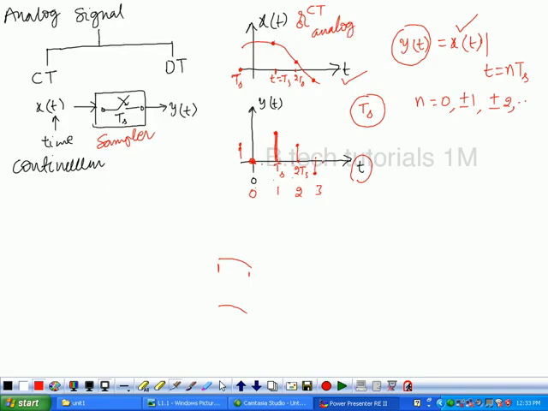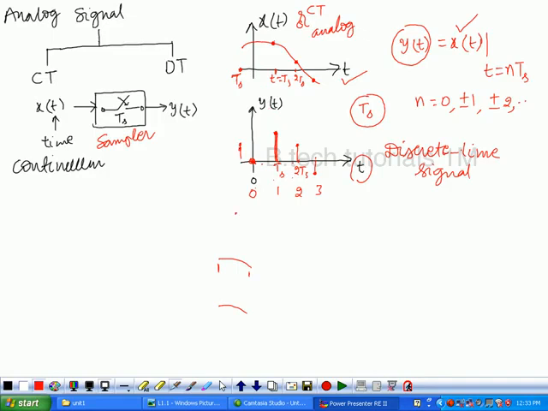So why are we calling it a discrete time signal? Here the independent variable time is taking the discrete values. So that's why the name discrete time. But here we are denoting both the signals in the same way. This signal is denoted as x of t. This is also denoted as y of t.